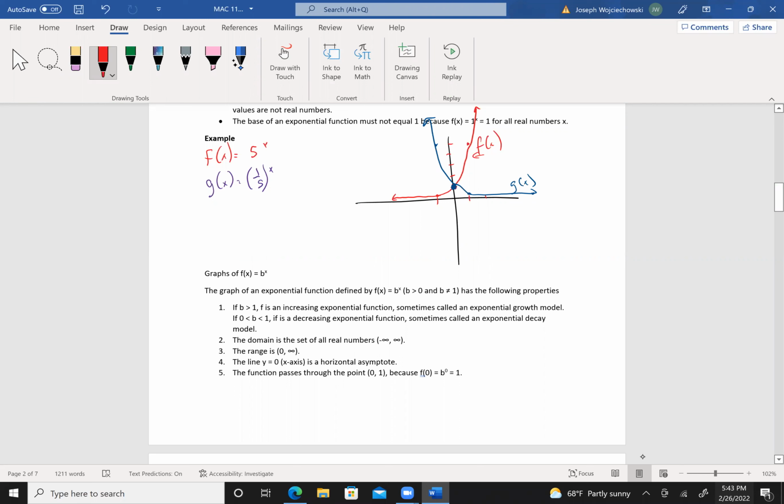The domain is -infinity to infinity. This goes on forever. The range, however, is 0 to infinity. It doesn't go negative at all. It never reaches 0, so we have a parenthesis instead of a bracket. The line y equals 0 is a horizontal asymptote, and the function passes through the point (0, 1), because f of 0 equals b to the 0, which is 1.